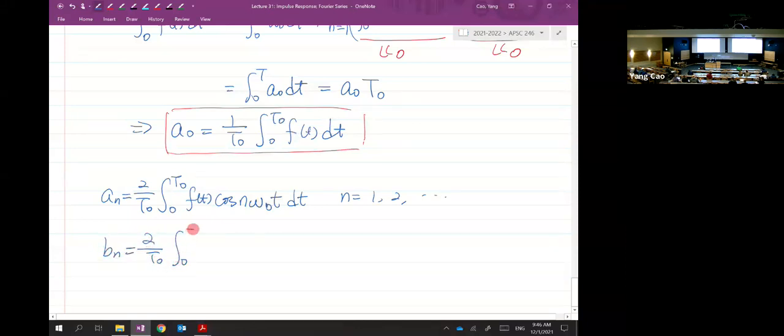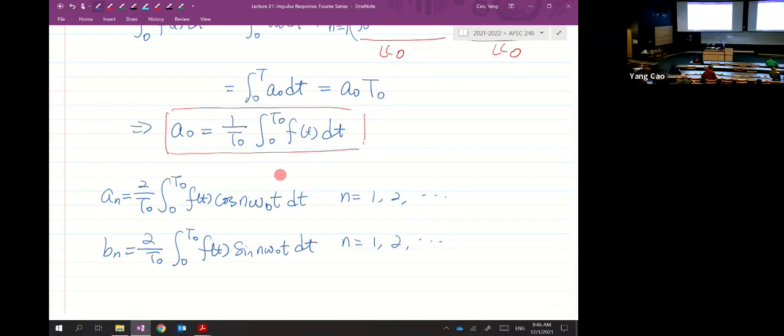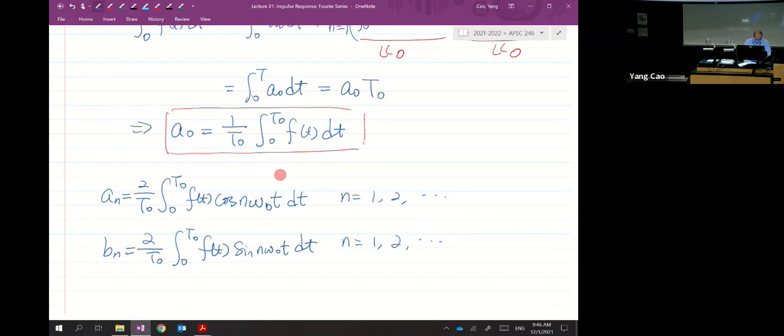Expression for bn is quite similar, except instead of a cosine, it becomes a sine. And that's bn. If you conduct the integrals for these 3 expressions in here, then you get essentially all the information you need for the Fourier series. Okay. And let's take a look at an example together and see how the values can be derived.